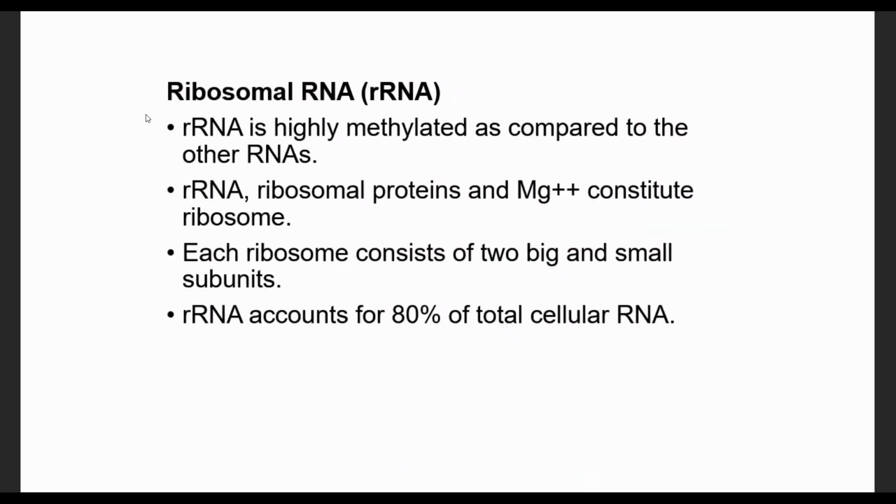The third type of RNA is ribosomal RNA. Ribosomal RNA is used to make the ribosome, and the ribosome is important for making protein. Protein synthesis occurs by using this ribosome machinery. This one is highly methylated. There is more methylation of ribosomal RNA as compared to the other types of RNA molecule. Ribosomal RNA with ribosomal protein and magnesium constitute this ribosome.